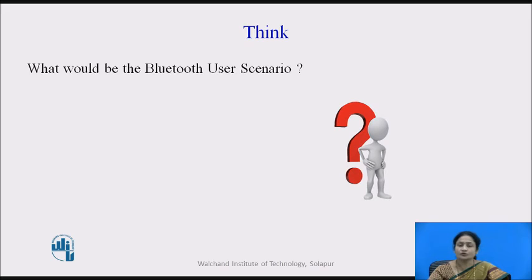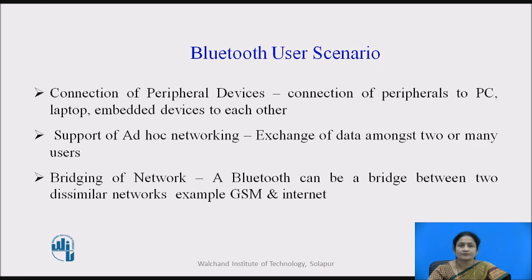Now, what do you think? What could be the scenario in which Bluetooth is being used? Let us see. The scenario where Bluetooth is being used, which is called a user scenario: they can connect to peripheral devices. Those peripheral devices may be your personal computer, laptops, embedded devices, or any others. It also supports the ad hoc network, exchanging data among two or many users. It can also be used as a bridge between two similar networks. That network may be a GSM network.